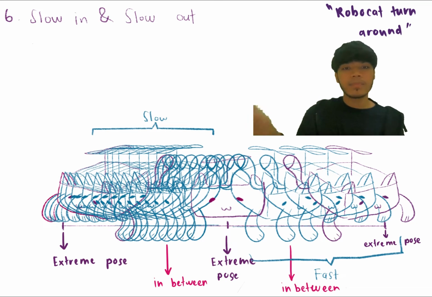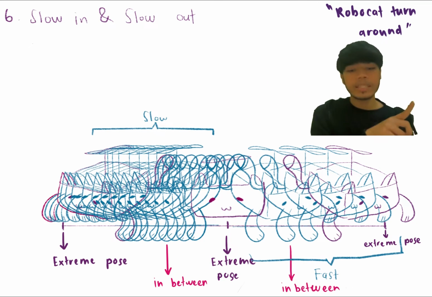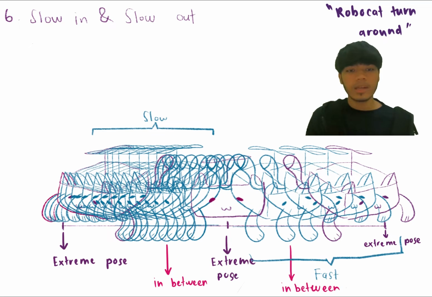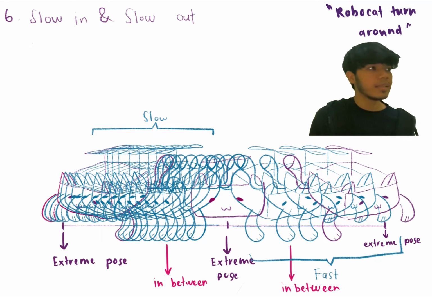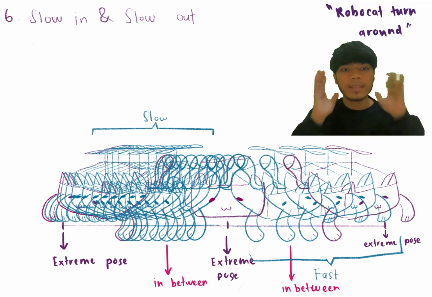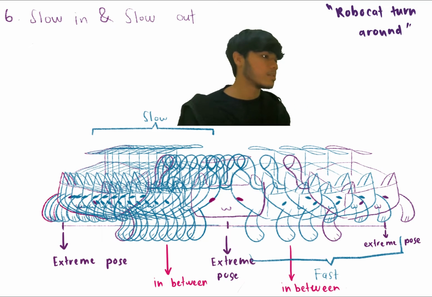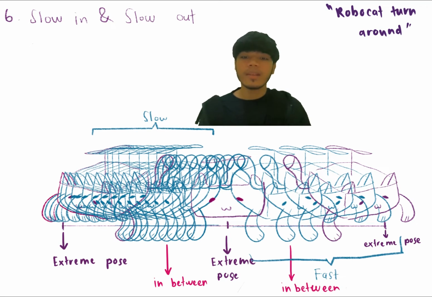So I separated some poses, which are the extreme poses: first extreme pose, second extreme pose, and third extreme pose. In the first extreme pose, his body and face are facing like this. The second extreme pose is facing in the camera direction, and for the third extreme pose, his face is like this.